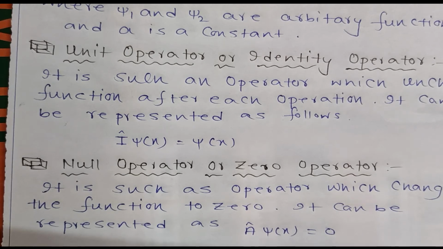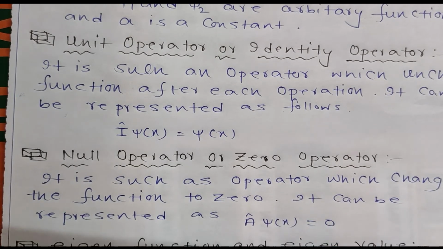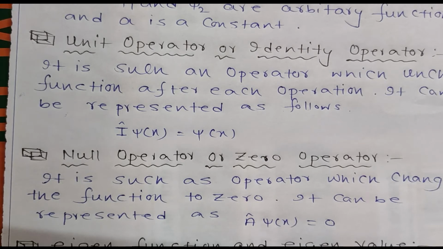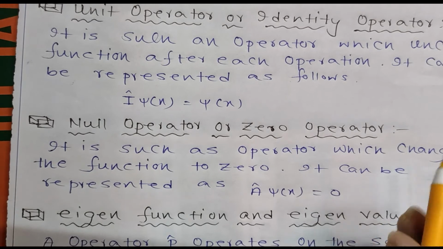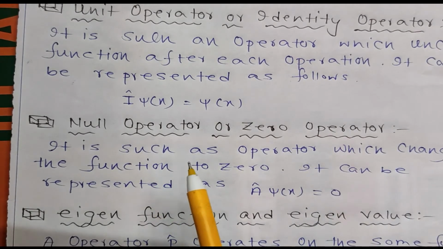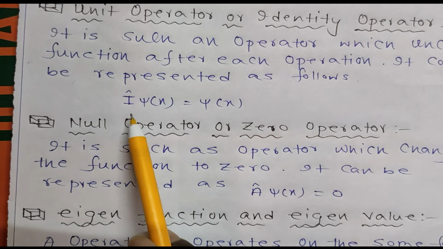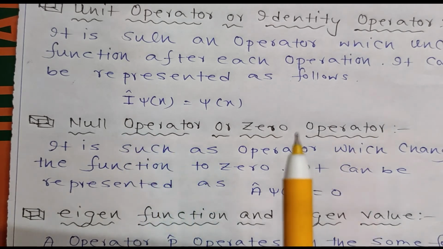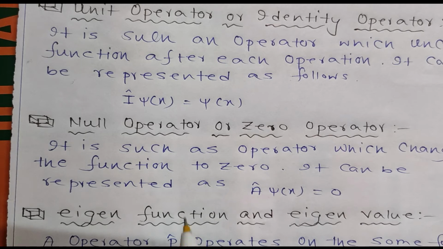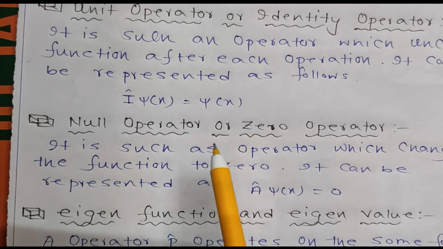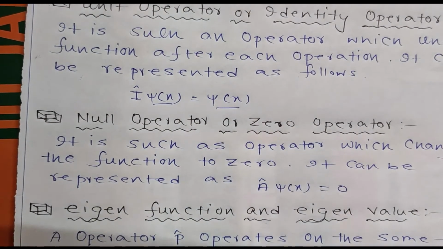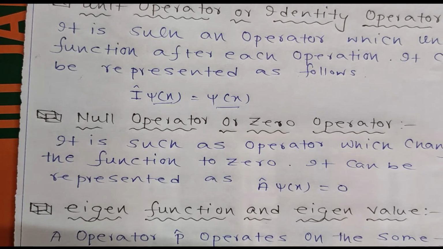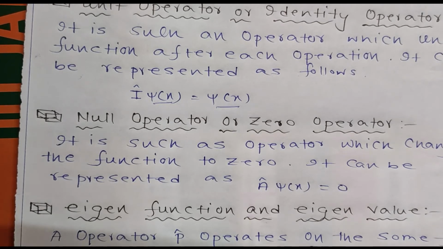The next topic is the unit operator or identity operator. It is an operator which, when it operates on a function, does not change the function. The new function is unchanged, so it can be represented as I psi(x) equal to psi(x). I is the unit operator or identity operator, and psi(x) is the operand, with the new function unchanged.